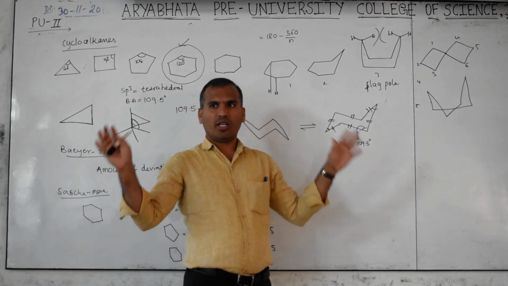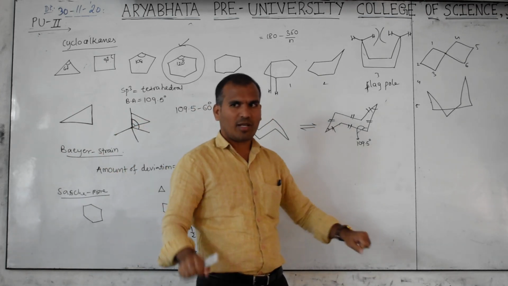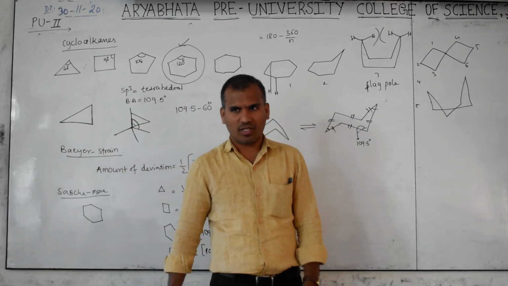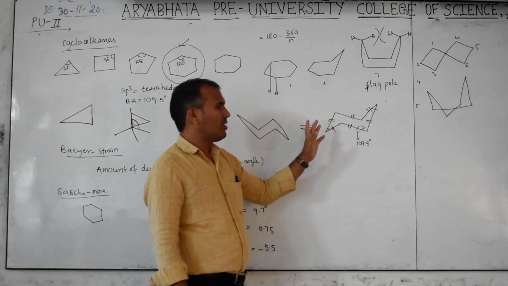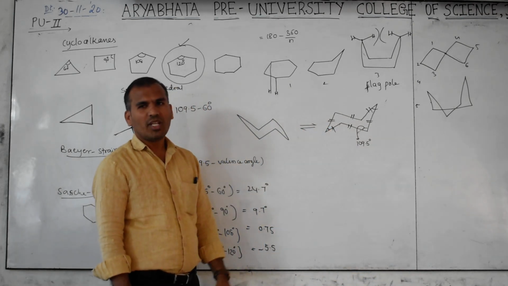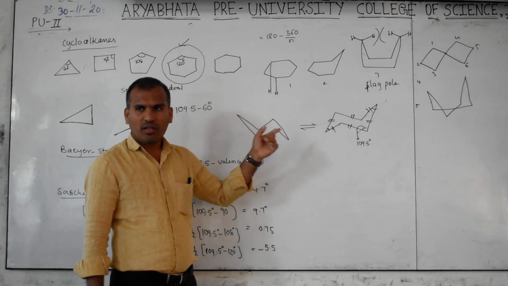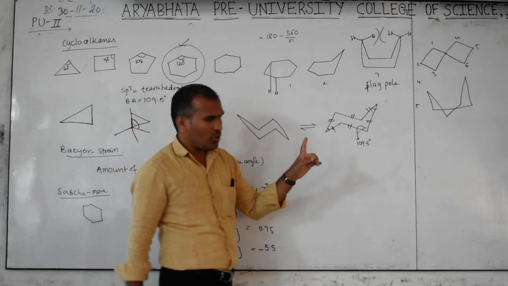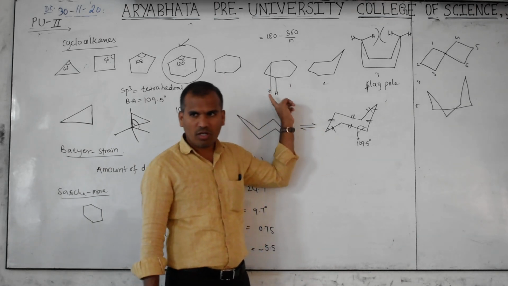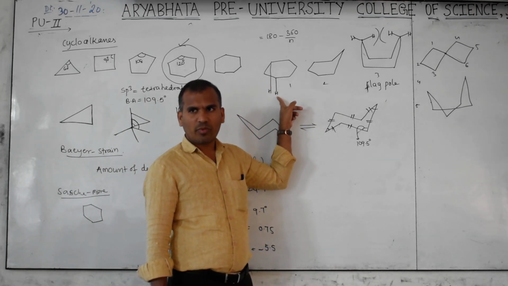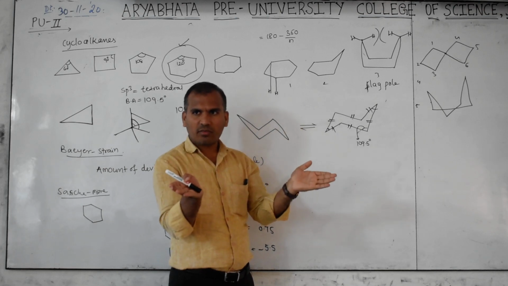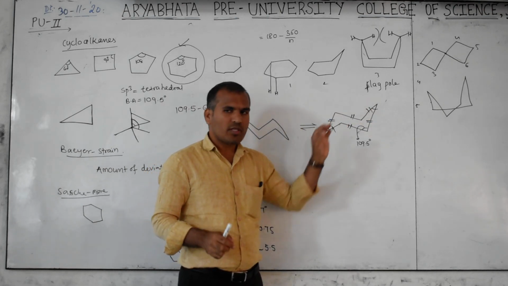You may know the Aram chair. This is not a normal chair, not a plastic chair. Okay, so this is called chair form. Chair form is more stable than all. So why is it more stable? No eclipsing, no torsional strain, no flagpole interaction, and no hydrogens are in eclipsed form.